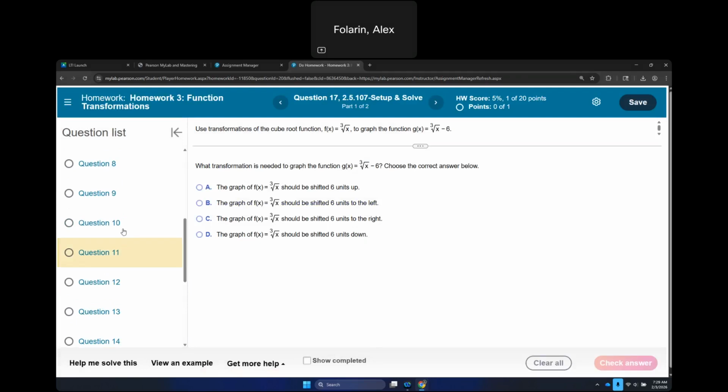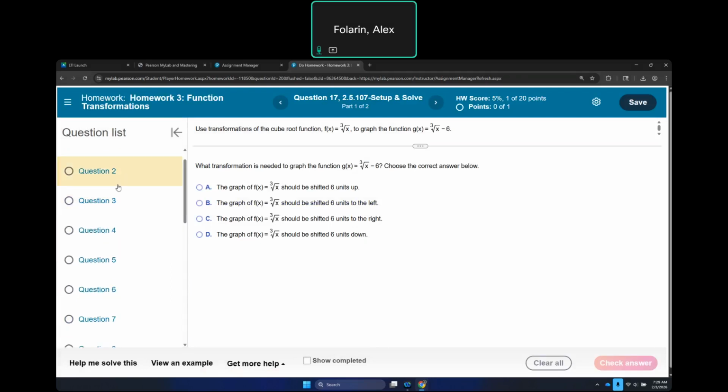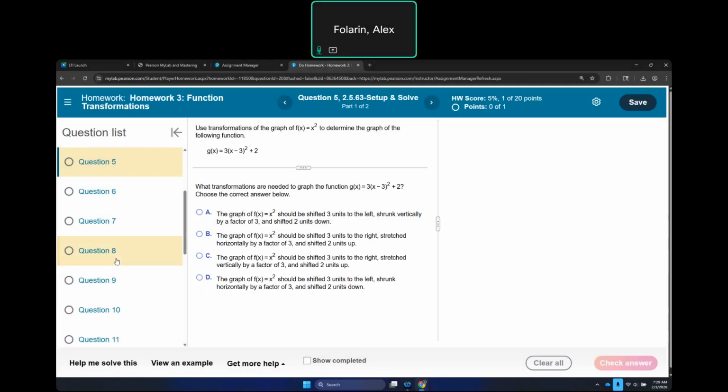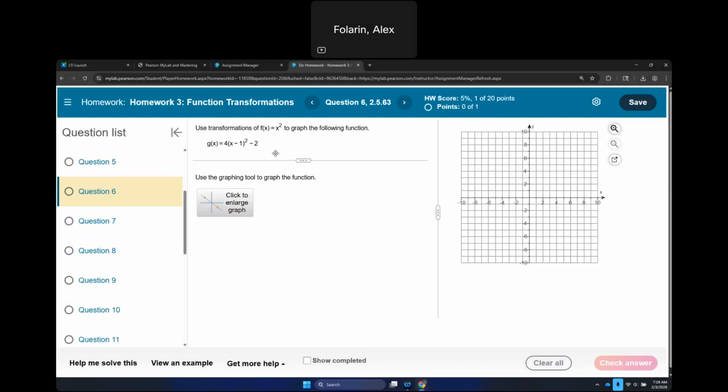Let's also do a quadratic. Let's see. Here we go. So this quadratic function has a vertical stretch of 4. That's its A value. A horizontal shift to the right 1. That's the C value over here. Vertical shift down 2. That's the D value.